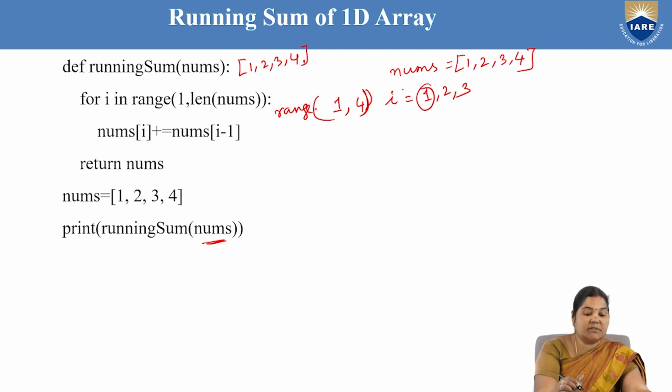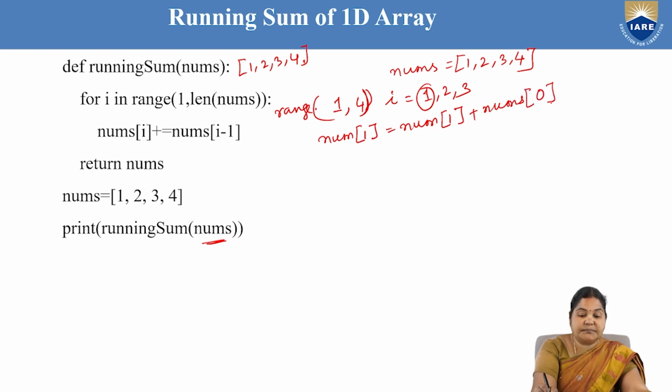So, first time i value is equal to 1. So, what we will do? We will add nums[i]: nums[1] is equal to nums[1] plus nums[i-1], which is nums[0]. So, keeping the first element as it is, how we are computing, it should be in place. So, nums[1] is nums[1] plus the value at nums[0]. We will add it up. So, it is 0, 1, 2, 3. What is the value at nums[1]? It is 2 plus nums[0] value 1. So, it becomes 3.